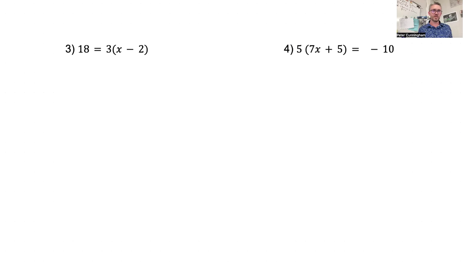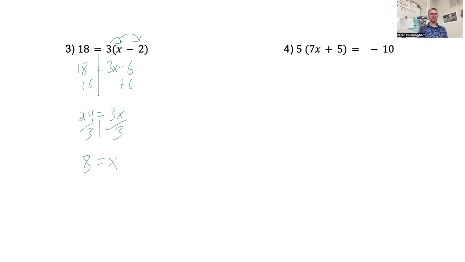Number 3, okay, we have a 3 touching the parentheses, so distribute it. 3 times x, 3 times negative 2. So you have 3 times x is 3x, 3 times negative 2, negative 6. So now you have 18 equals 3x minus 6. We have a 2-step equation that now we can add 6 to both sides. 24 equals 3x. Divide both sides by 3.